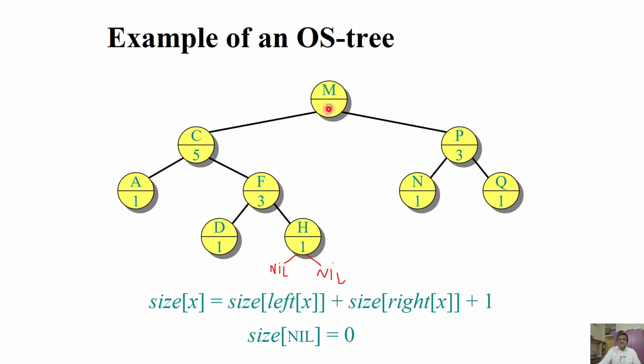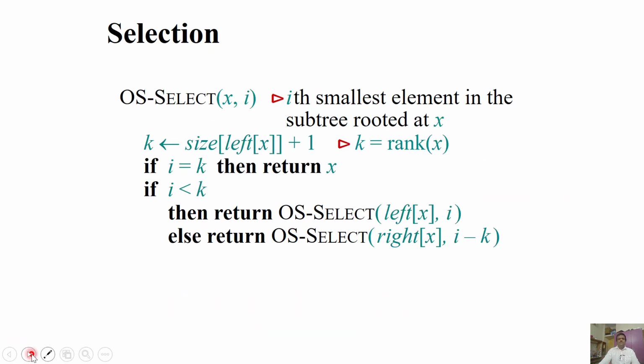So, if you have to find the rank of this M, we go to the left subtree rooted at the left child. The size of that is 5, that means a total of 5 elements are there. After that comes this node, so 5 plus 1 will be the rank of this element. So size of left plus 1 is basically the rank of each element. That is the idea. Let us go for the pseudocode of this.